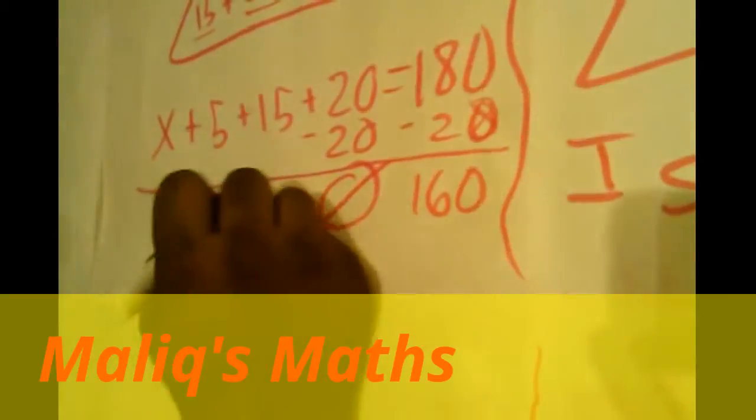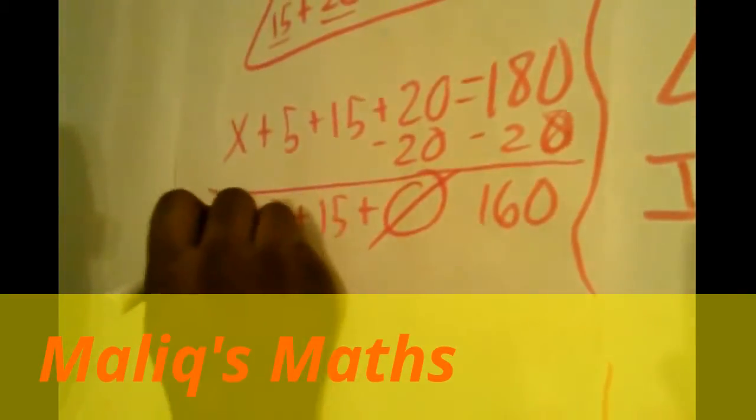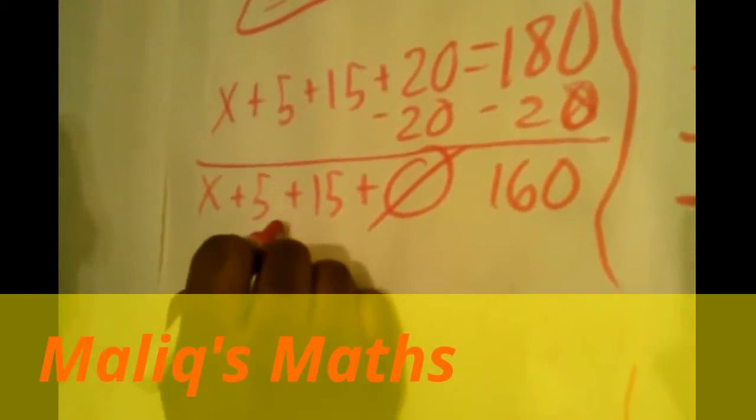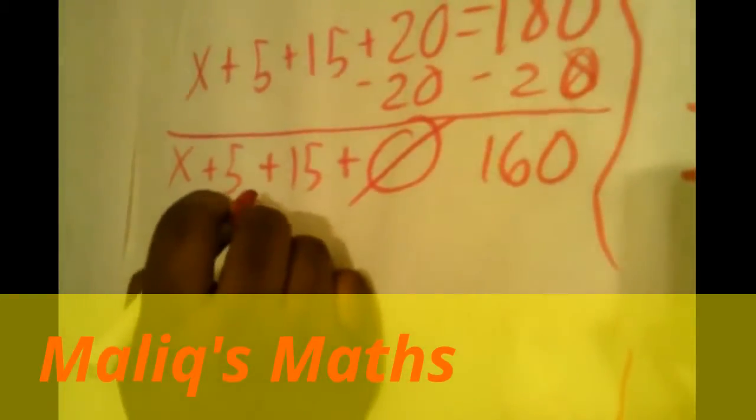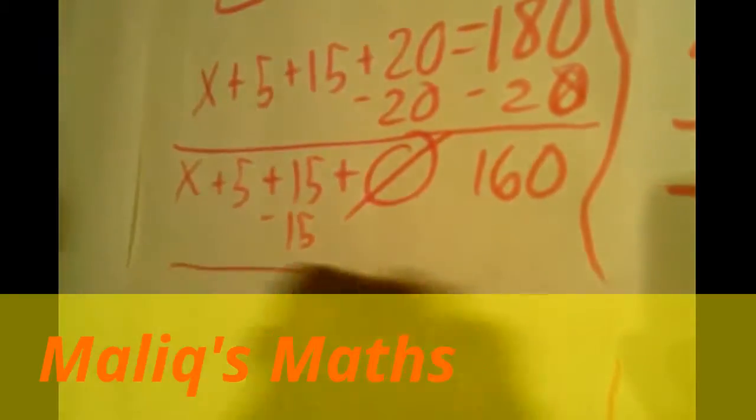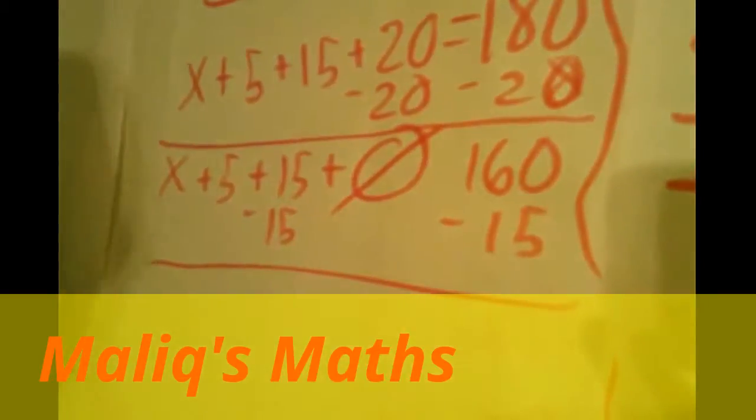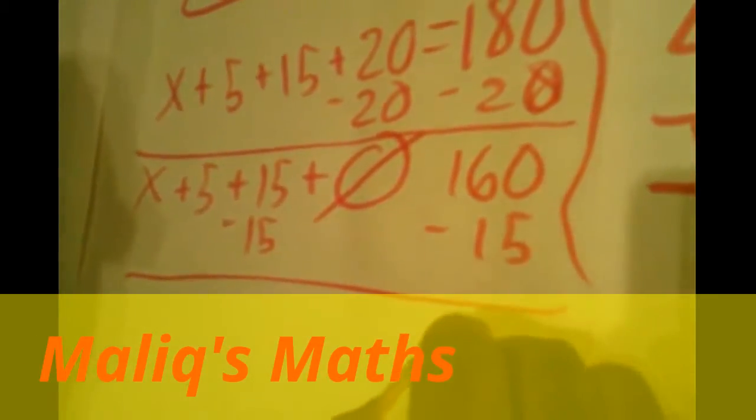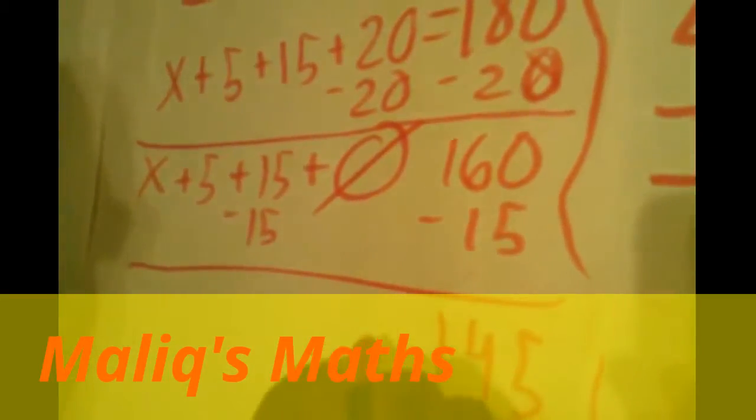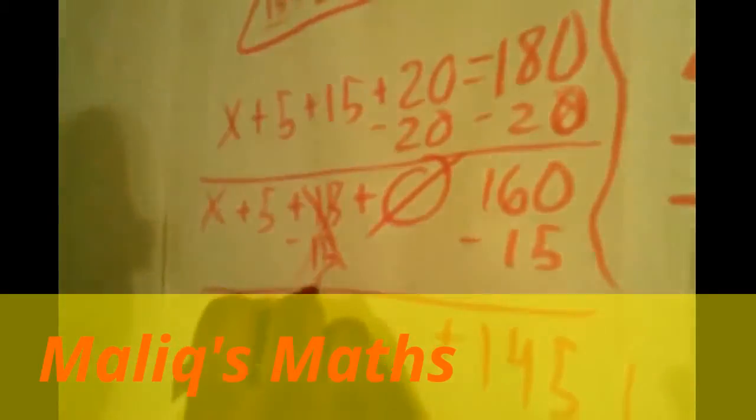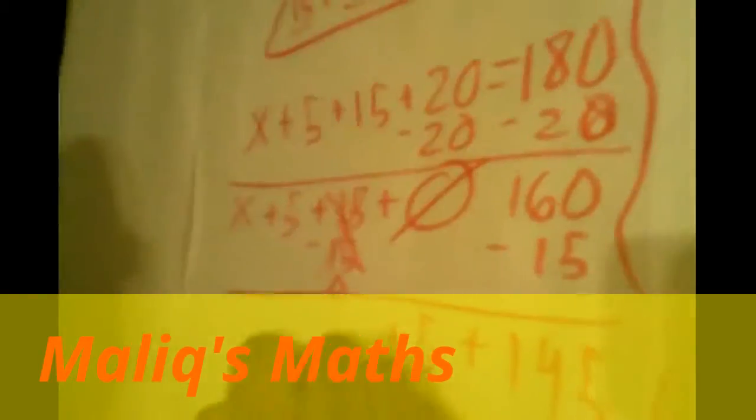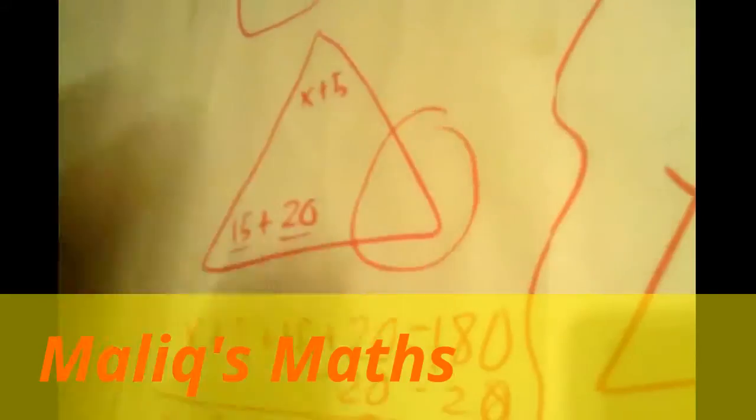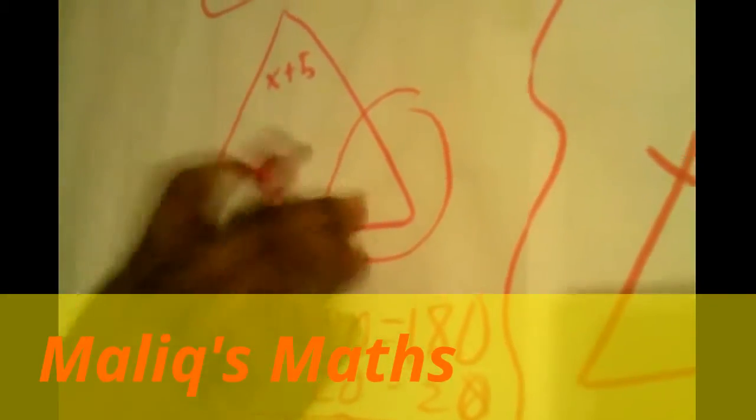Bring everything else down. So, do it again. What's the opposite of plus 15? Minus 15. Good job. What is 160 minus 15? 145. Good job. So intelligent. Now, this is what we're looking for.